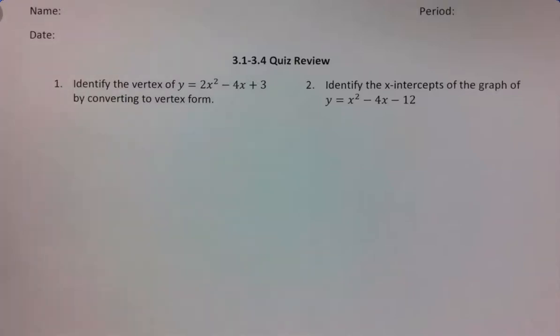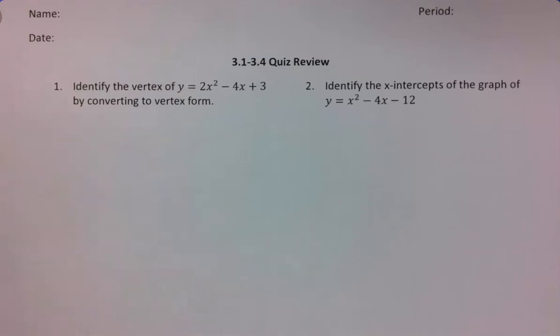Okay, so in this video I'm going over the 3.1 to 3.4 quiz review. The first question wants me to identify the vertex of y equals 2x squared minus 4x plus 3 by converting to vertex form. So on this I want to complete the square.